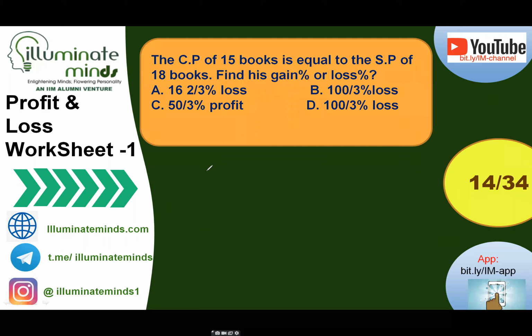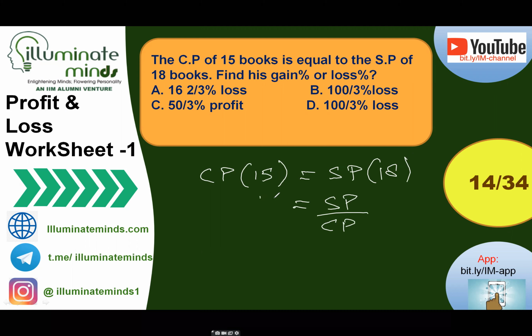CP of 15 books: CP into 15 is equal to SP into 18. SP by CP is equal to 15 by 18. 15 by 18 is 5 by 6. 5 by 6 is again 0.833. That again means a loss of 16 2 by 3%. Okay.